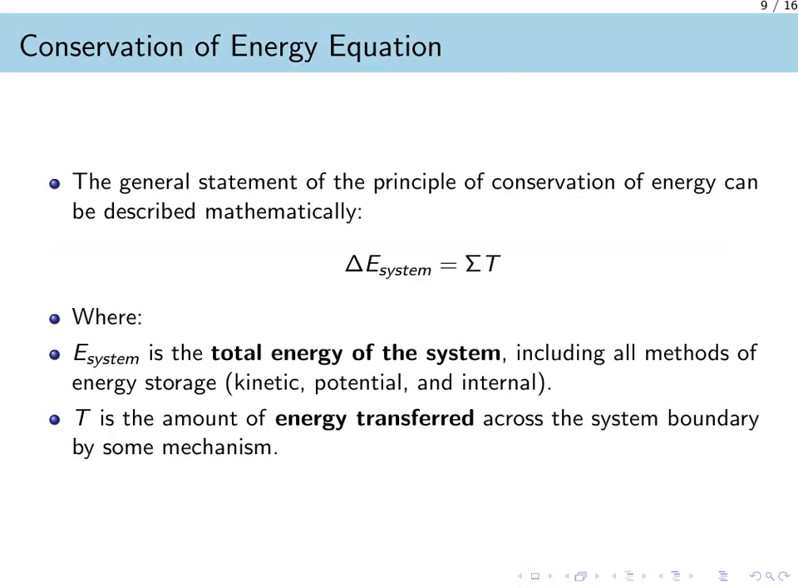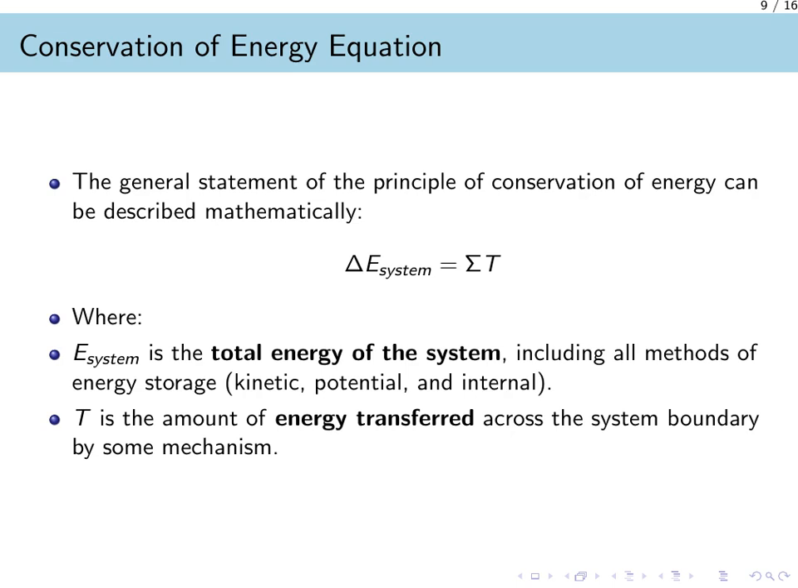This slide presents the core mathematical statement for the principle of conservation of energy. The equation is written as delta E subsystem equals the sum of T. Let us break down what this means. The term on the left, delta E subsystem, represents the total change in the energy stored within the system. This stored energy includes all types, such as kinetic, potential, and internal energy. The term on the right, sigma T, represents the sum of all energy transfers, T, that cross the system's boundary. This T stands for any of the 6 transfer mechanisms.